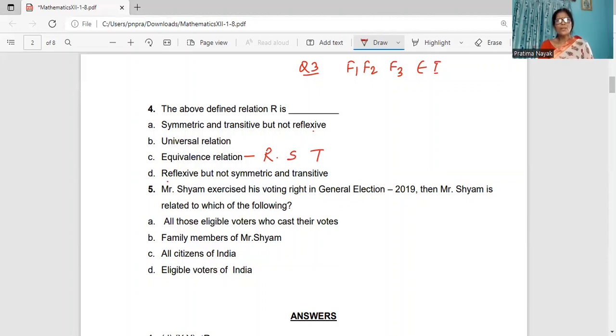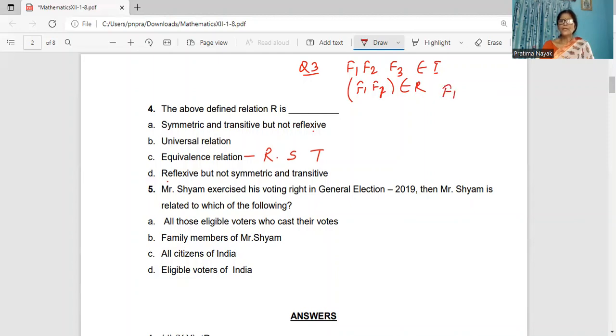Now, what is reflexive? If F1, F1 belongs to R, this relation is reflexive. That means F1, F2, F3 belong to I. F1, F1 belongs to R. The F2, F2 pair also belongs to R. F3, F3 also belongs to R. So when they are casting votes, F1, F1 belongs to R, F2, F2 also belongs to R, F3, F3 also belongs to R. So it is reflexive.